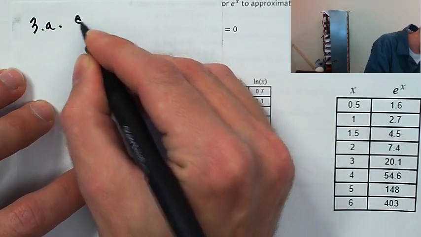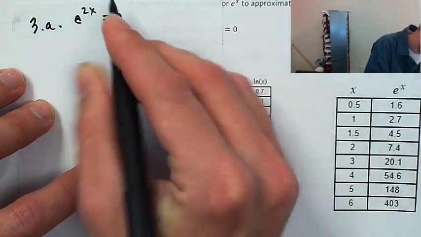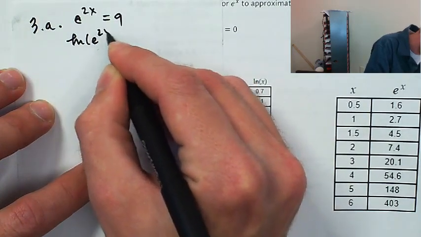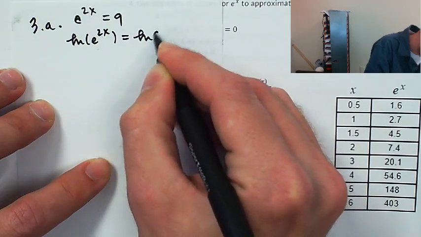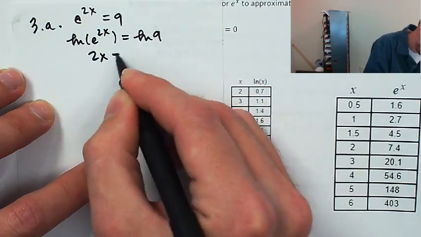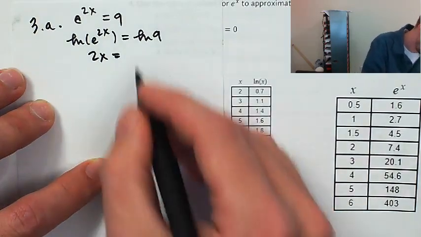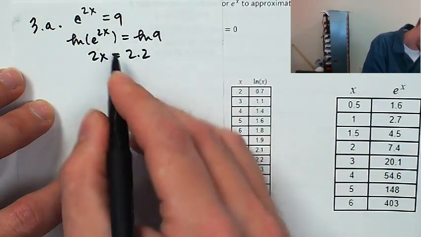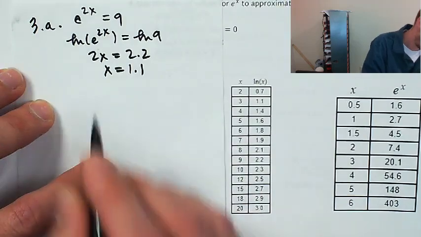All right, e to the 2x equals 9. So I'm going to take the natural log of both sides. Okay, so that's giving me 2x equals natural log of 9, which is 2.2. It's going to be x equaling 1.1.